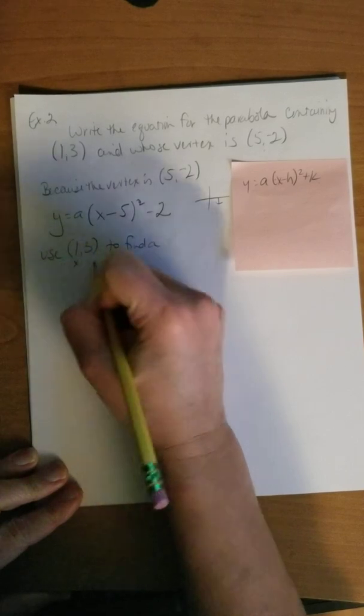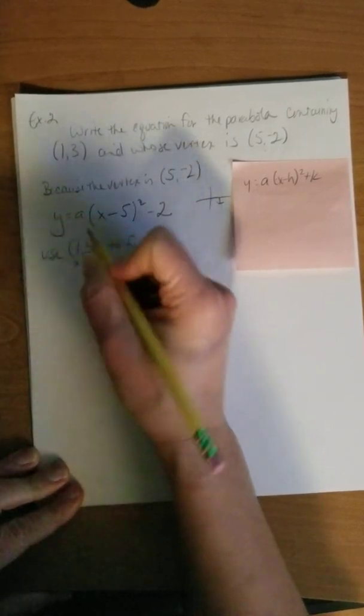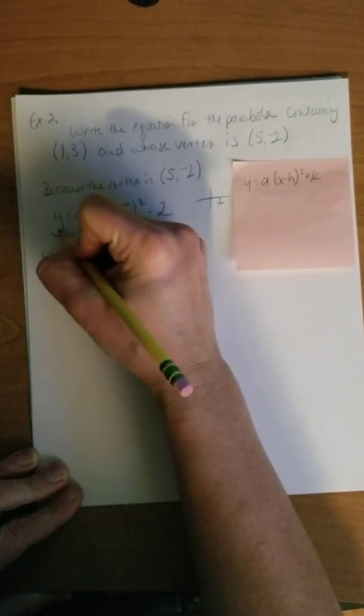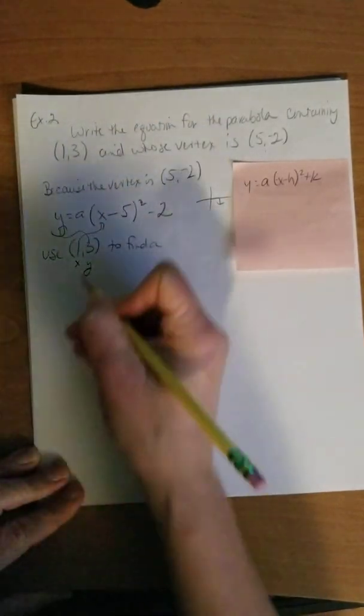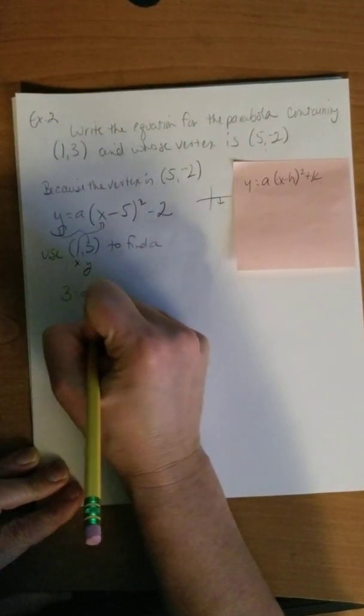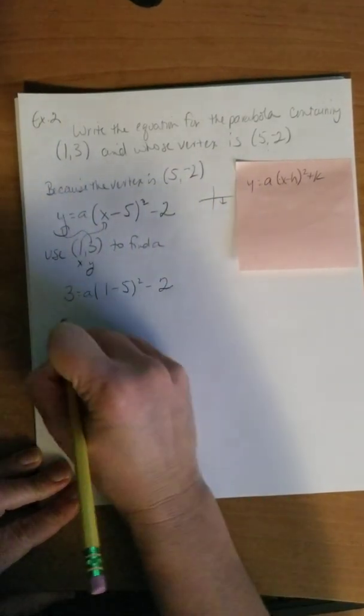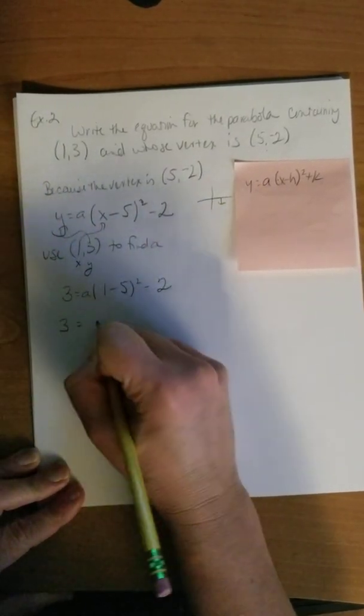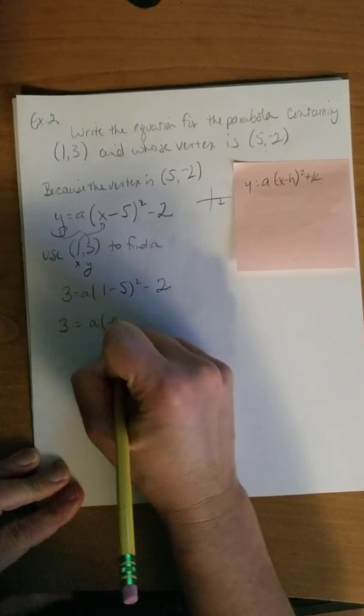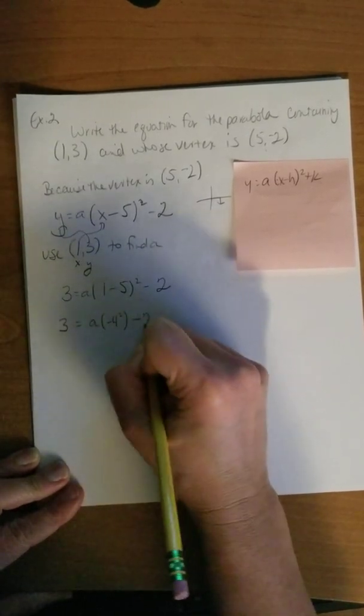X is 1, y is 3. So we're going to substitute 3 in here and 1 in there. Here we go. 3 equals a times 1 minus 5 squared minus 2. 3 equals 1 minus 5 is -4. So it's going to be a times -4 squared minus 2.